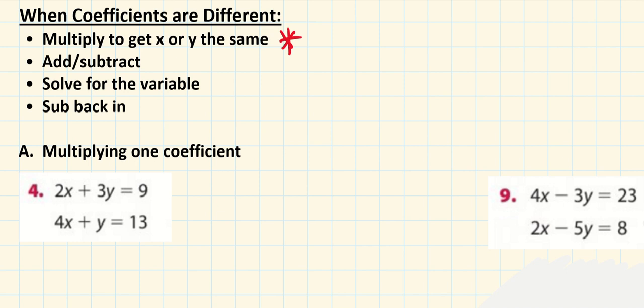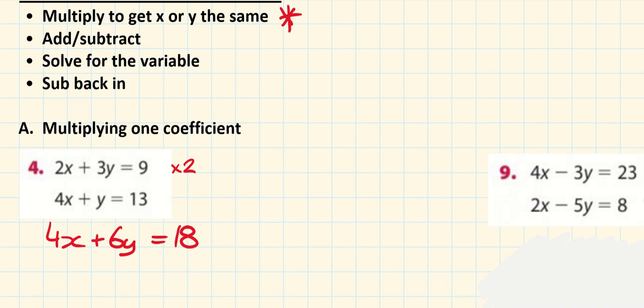So you can either multiply the top by 2 or the bottom by 3, the top to get the x the same, the bottom to get the y the same. We'll just make the x's the same. So when we multiply the top by 2, we'll end up with 4x plus 6y equals 18. You have to multiply everything by 2, not just the x. And then at the bottom, we'll still have the same thing. We'll have 4x plus y equals 13.